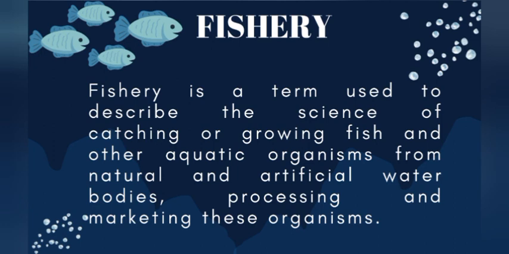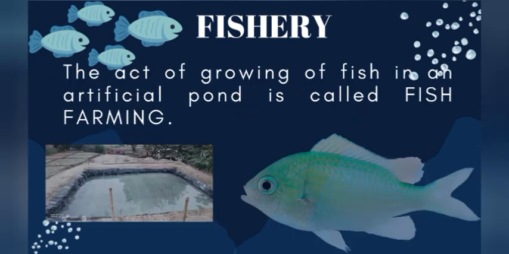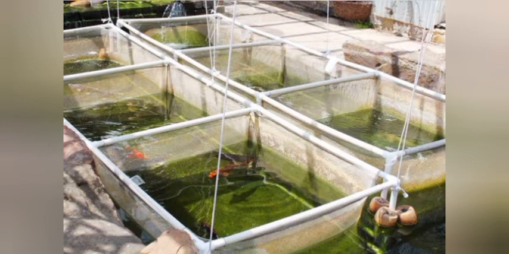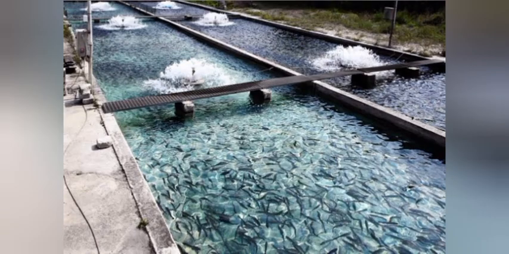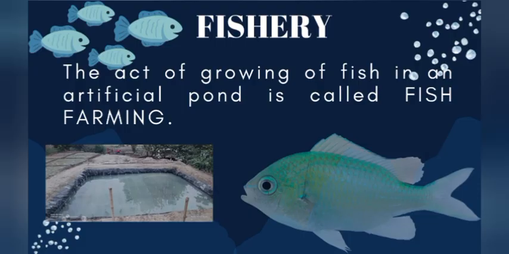So the growing of fish, that is the rearing of fish in artificial water bodies, that is water body that is made by man, for instance an aquarium or a fish pond. All these are man-made, all right? So the rearing of fish in these artificial water bodies is called fish farming.